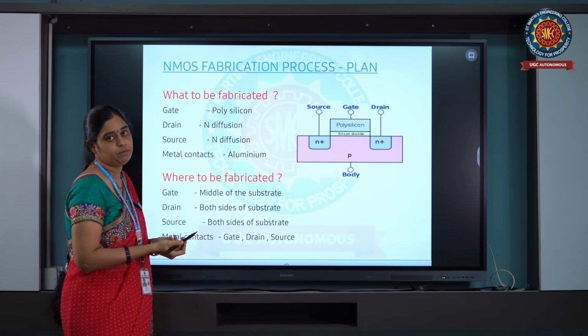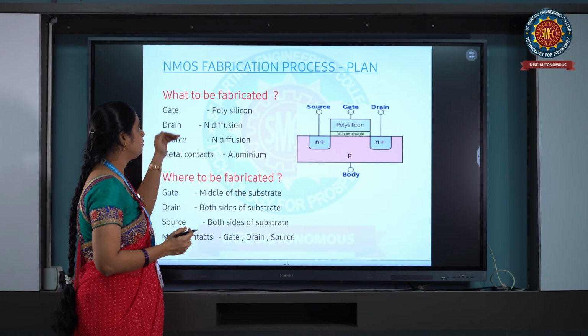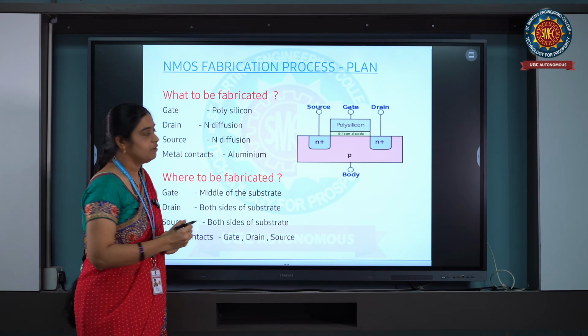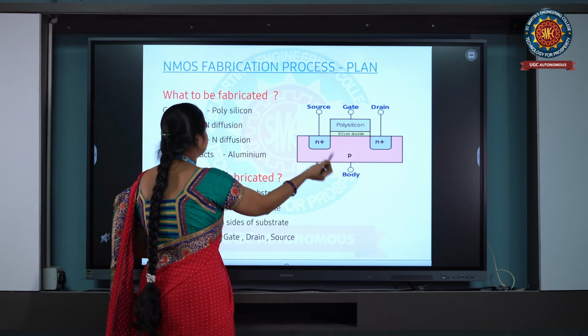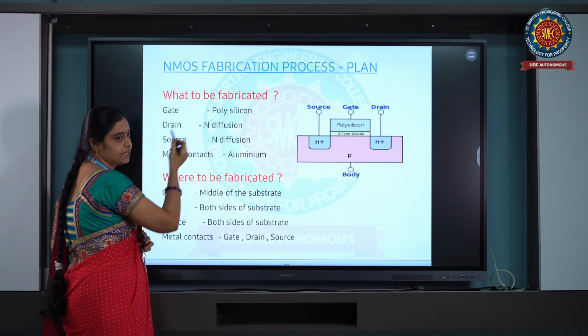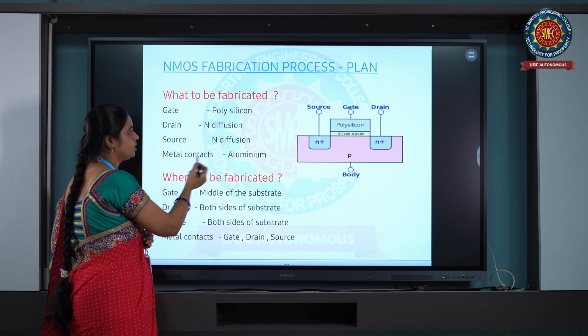Before going into the fabrication or the manufacturing of NMOS, let us know what is to be fabricated in this NMOS. We are going to fabricate a transistor like this with gate. What is the gate material? What is the drain material? What is the source material? And what are the metal contacts?